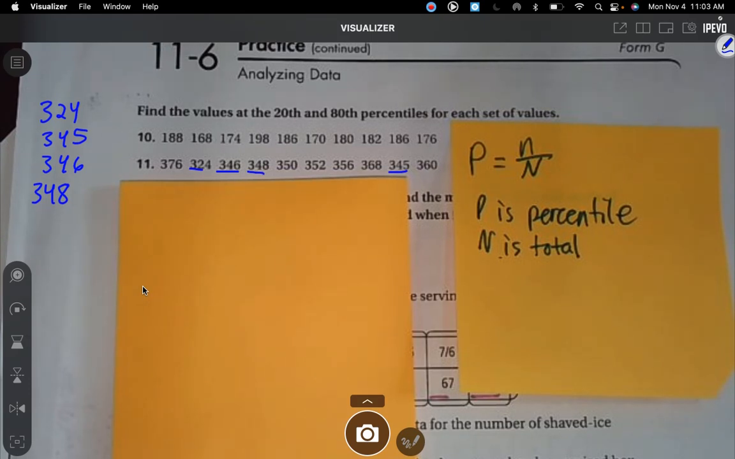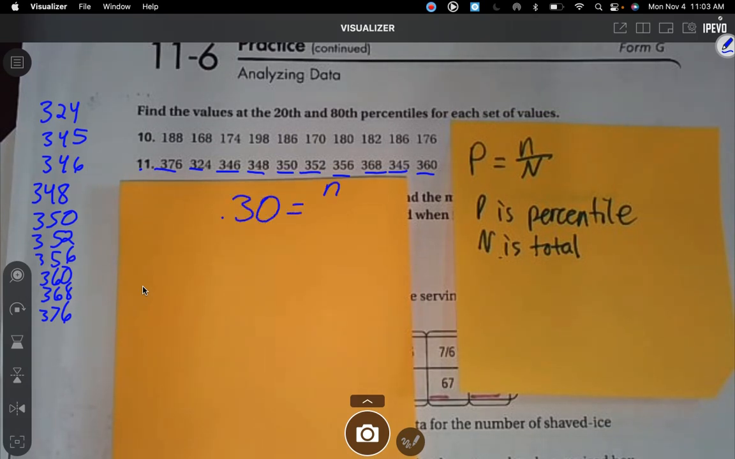Then I've got 350, 352, 356, 360, 368, 376. Okay, got them all in order. Now, I want to find the 30th percentile. So that's 30, and I'm thinking 10 numbers. Again, multiply by 10, and I get 3 numbers in front. 1, 2, 3. 348 would be the number that I'm looking at for my 30th percentile.